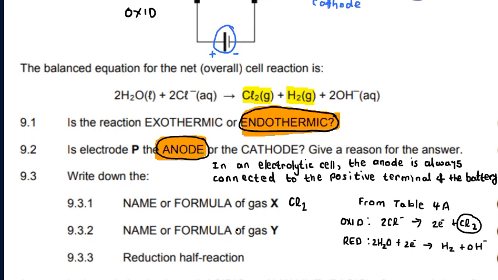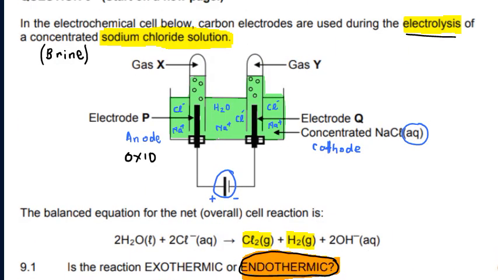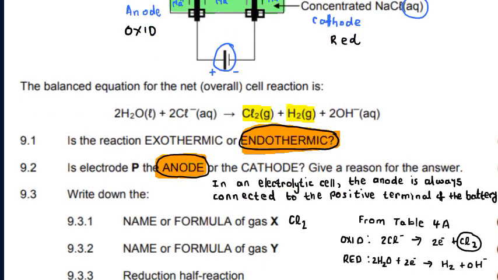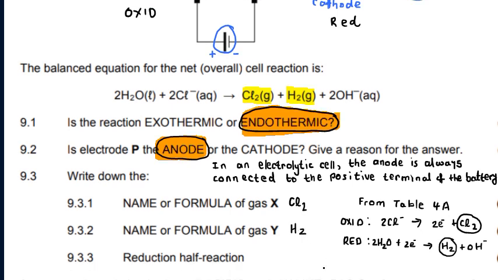And now gas Y, right? Going back, there's gas Y being produced here at the cathode. What happens at the cathode? Reduction. Okay, so we identified the reduction half reaction to be the reduction of water, right? So then it means that gas Y is going to be the hydrogen gas. Okay, so there it is. Okay, and then lastly, write down the reduction half reaction. It's basically that. Okay, so straight from the table.